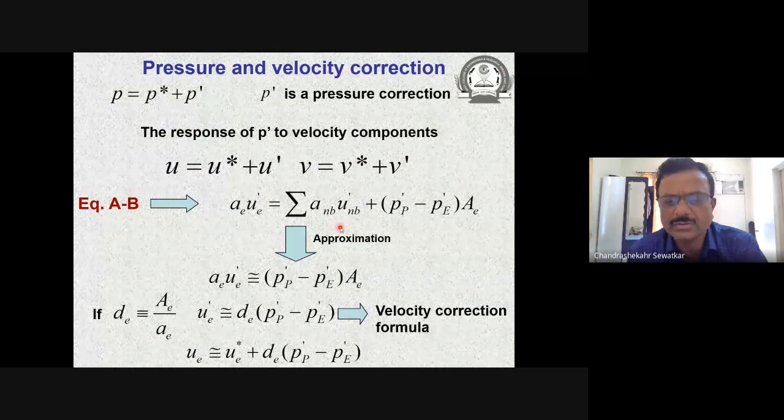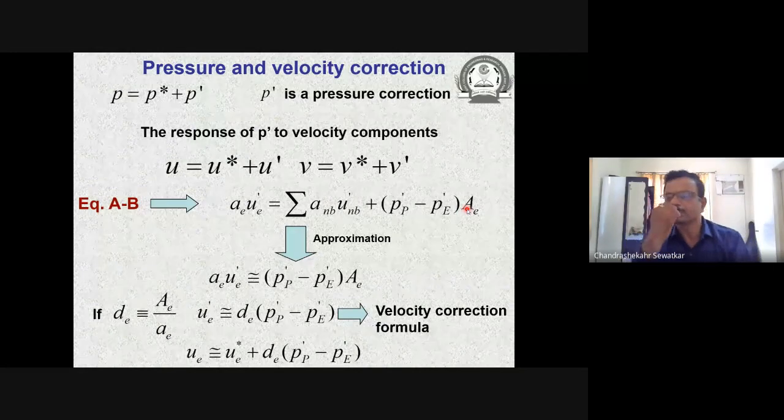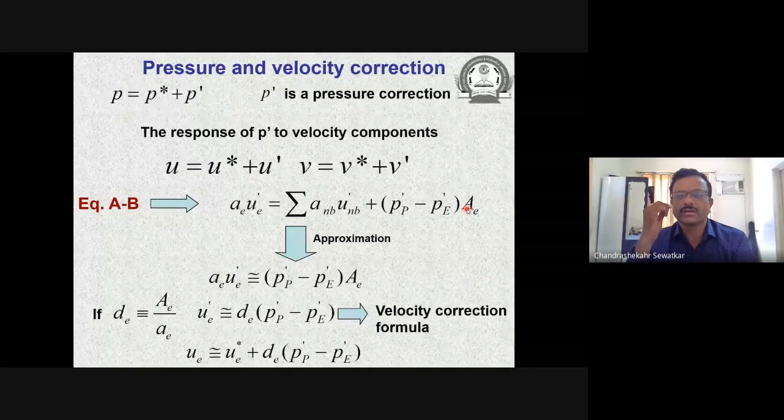I obtain the expression for the x momentum equation, or y momentum equation for that matter. Here I'm talking about the x momentum equation. This is the x momentum equation in terms of corrected velocity, or in terms of velocity correction and pressure correction.